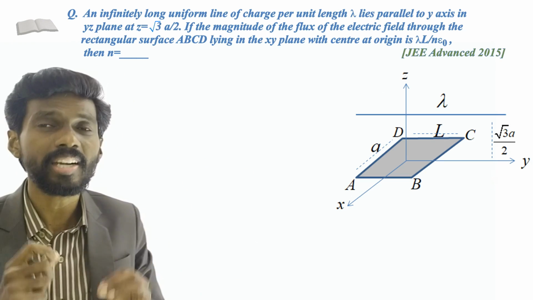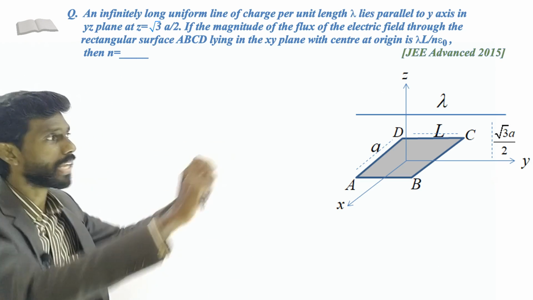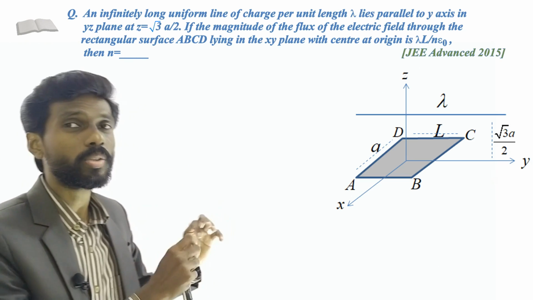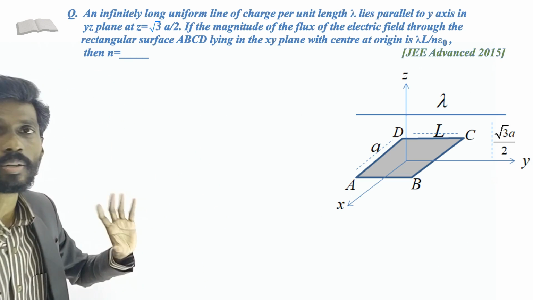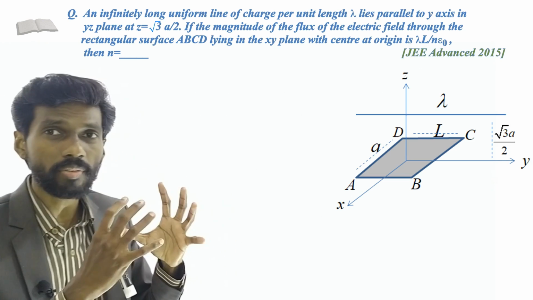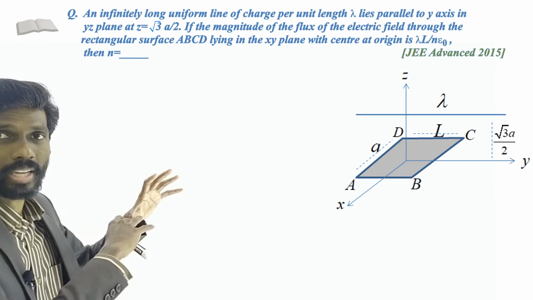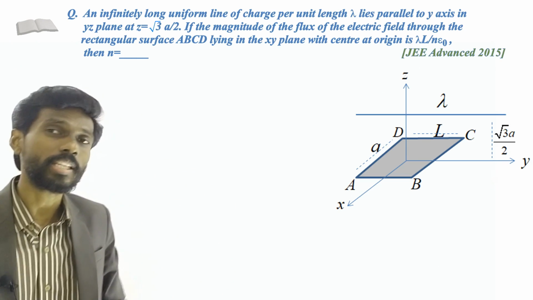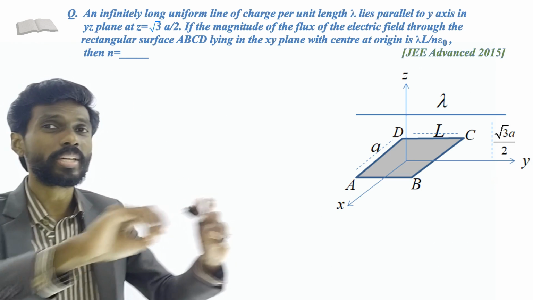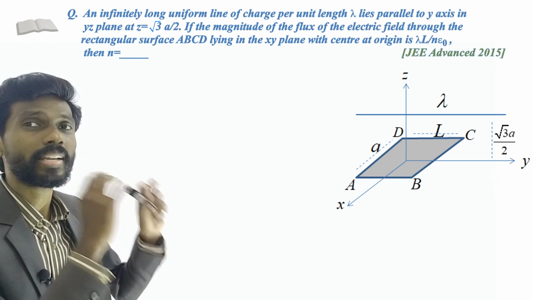But what is the electric field here? The electric field here is due to the linear charge distribution, like an infinitely long rod, that is parallel to the y-axis at a distance root 3a by 2. So this is an infinite linear charge distribution. It has some electric field, and due to this electric field we have electric flux through this rectangle. That electric flux is what we need to find. We are going to use the same method: take the projection of this rectangular plate in the direction perpendicular to the electric field lines.